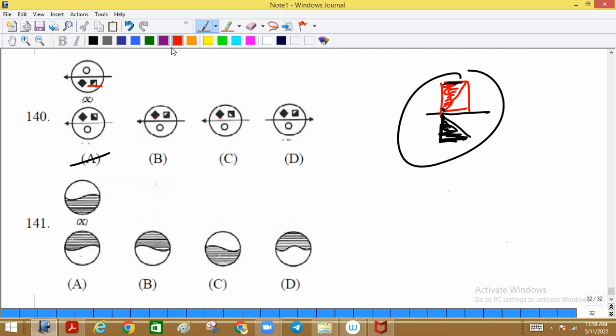So remember one more point in case of water image. In case of mirror image, sides will change. Left side becomes right side, right side becomes left side. But in case of water image, sides will not change. For example, you see that before this one only.